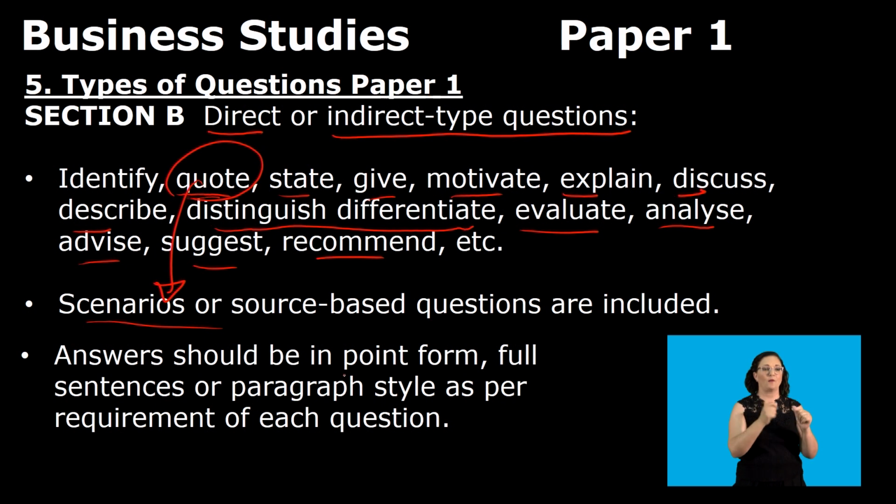Answers should be in point form. Remember, in business studies, we write in bullet points. So full sentences or paragraph style as per requirement of each question. So we're writing in bullet points. However, it should be full sentences so that you can get full marks, because if you're going to give vague answers or limited sentences, then you will not get or be awarded the full marks that you're supposed to get.